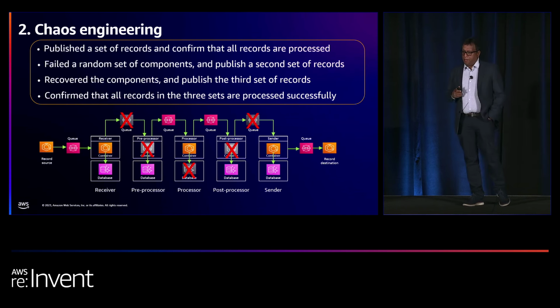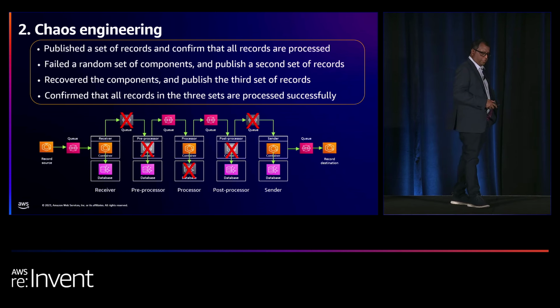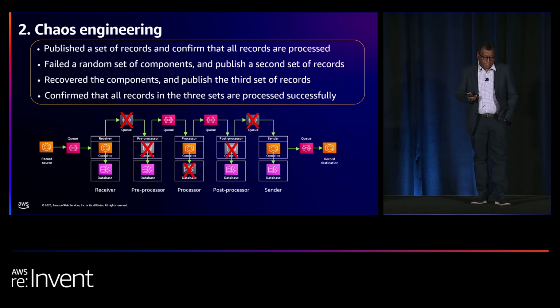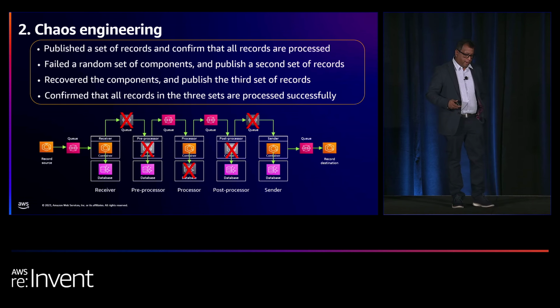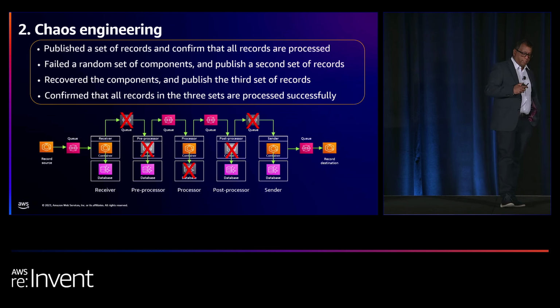Second, I implemented a test case to simulate chaos engineering, where we randomly fail a number of state machines, a number of components in this architecture, and then recover them, and then monitor the behavior of the system during the recovery process. When I execute this test case, it publishes a set of records and confirms that all the records are processed successfully by all the healthy state machines. So that's the good state. Then it fails a random set of components and publishes a second set of records. It randomly failed 2, 3, 4, or 5 state machines here. Then it recovered the failed components and published a third set of records. It confirmed that all records in the 3 sets are processed successfully.